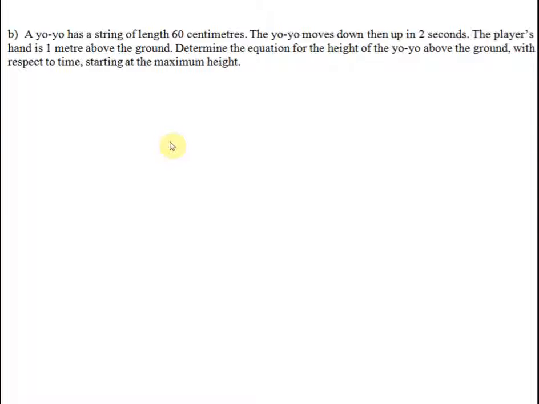Hi folks, we're going to take a look at this question where we have to come up with a sinusoidal function to model this situation. Okay, so let's read the question.